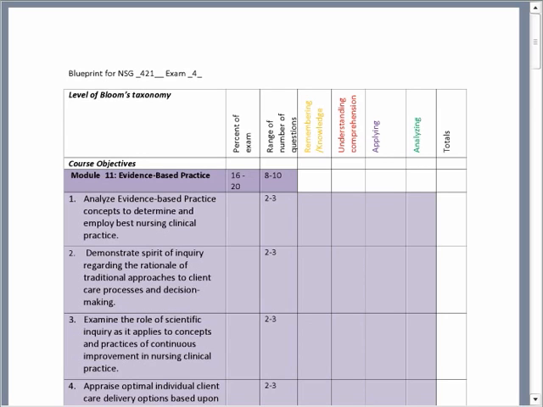Moving to Module 14, we're going to talk about quality improvement and system-based practice. This one is actually very quick and very brief. So what is the nurse's role and the nurse's approach to improving client care processes and patient outcomes? So what's your role and your approach in improving patient care and patient outcomes?